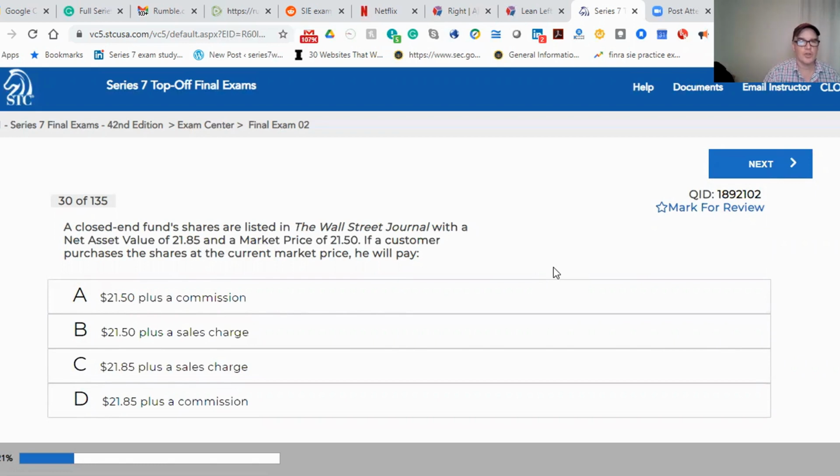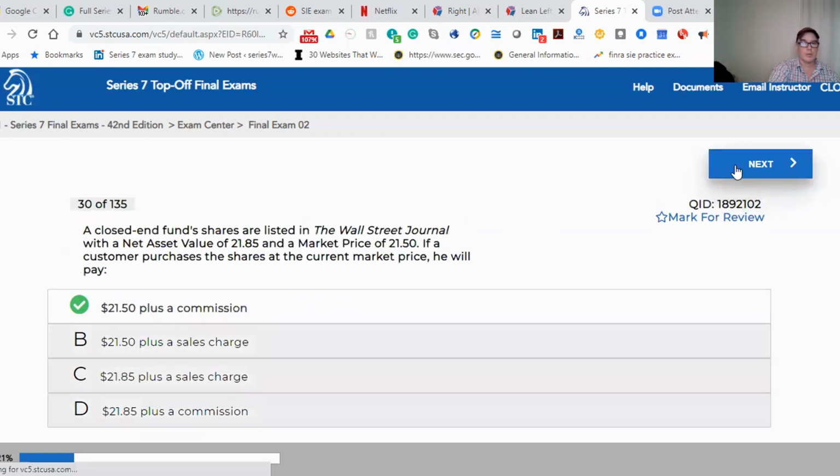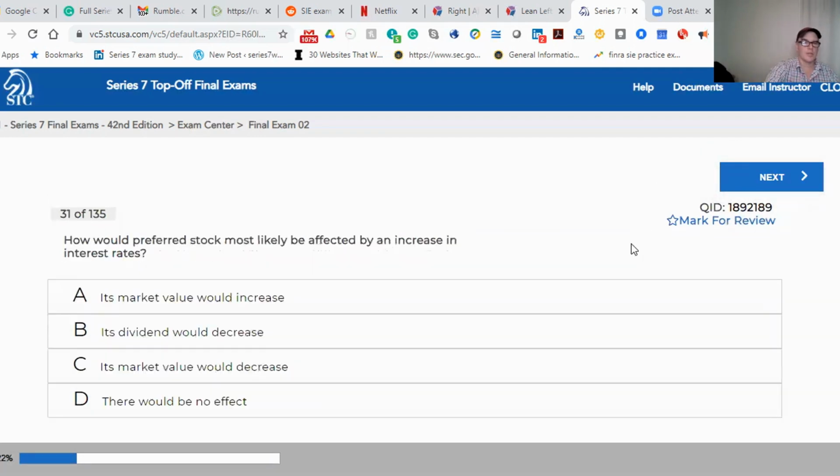A closed-end fund's shares are listed in the Wall Street Journal with a net asset value of $21.85 and a market price of $21.50. If the customer purchases the shares at the current market price, he will pay what? So remember, open ends have sales charges and closed ends have commissions or markups. So you're going to pay $21.50 plus a commission because there's no sales charge. And why would I pay $21.85? Because that's the NAV, and in a closed end, I don't care about the NAV. So I'm going to pay $21.50 plus a commission. Boom. I'm telling you, I'm getting cocky. One of these is going to be bad.